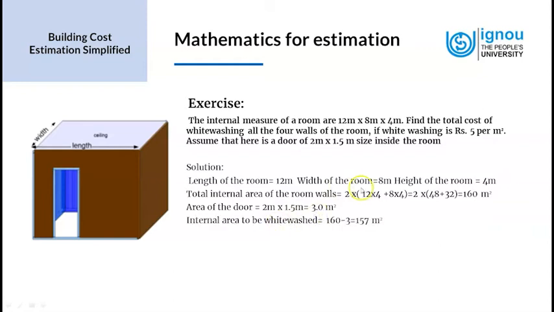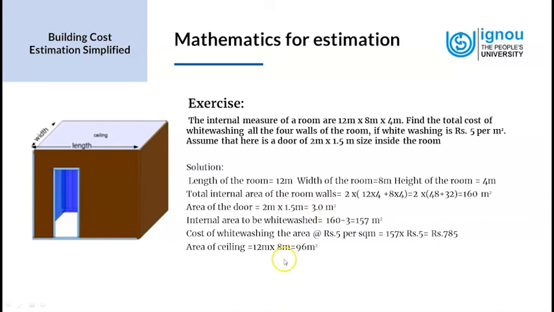Now, what we do is, we are not going to whitewash the door. So we subtract the area of the door from the area of the wall, which becomes 160 minus 3, which is 157 square meters. So this much is the wall area to be whitewashed. Now, the cost of whitewashing this area, the wall area minus the door area, is found out by multiplying it by rupees 5. So we multiply 157 square meters into rupees 5, and we get 785 rupees as the cost of whitewashing the wall.